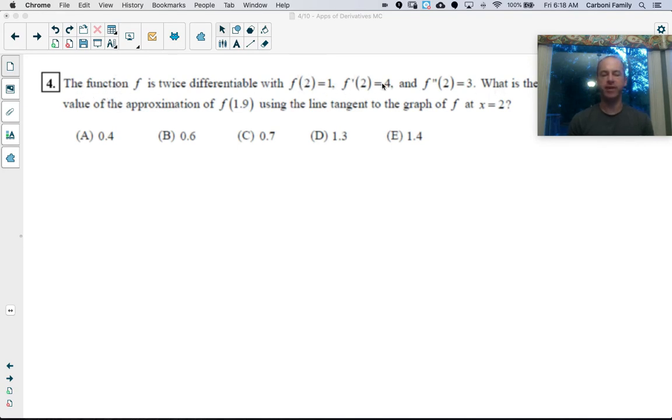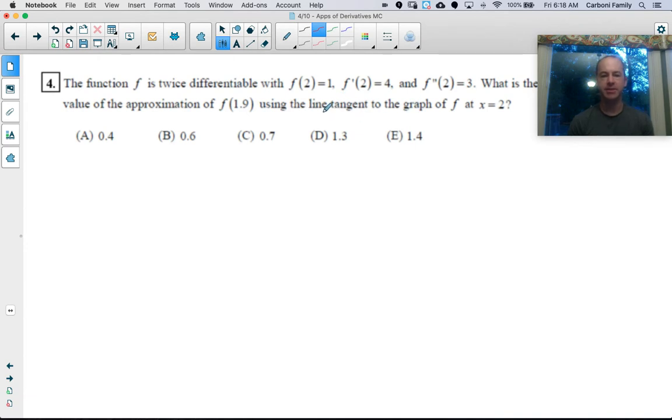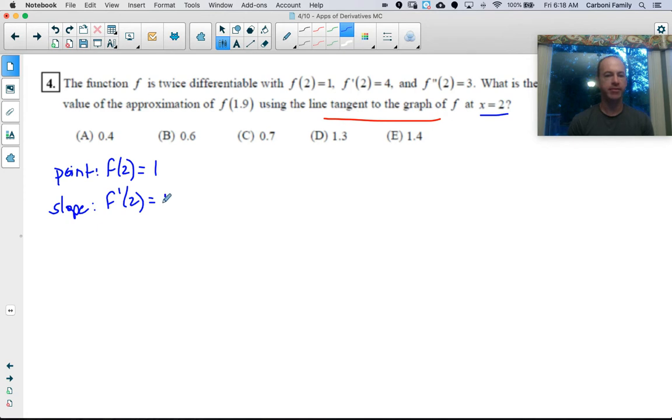We have f of 2, f prime of 2, and f double prime of 2. What is the value of the approximation of f of 1.9 using the tangent to the graph? So we know we need a point and a slope. The point is almost always found by plugging the x coordinate, which is 2, into the function. The slope is almost always found by plugging that x coordinate into the derivative. And they were nice enough to explicitly give you both of those pieces of information. The second derivative is not going to come into play on this question.